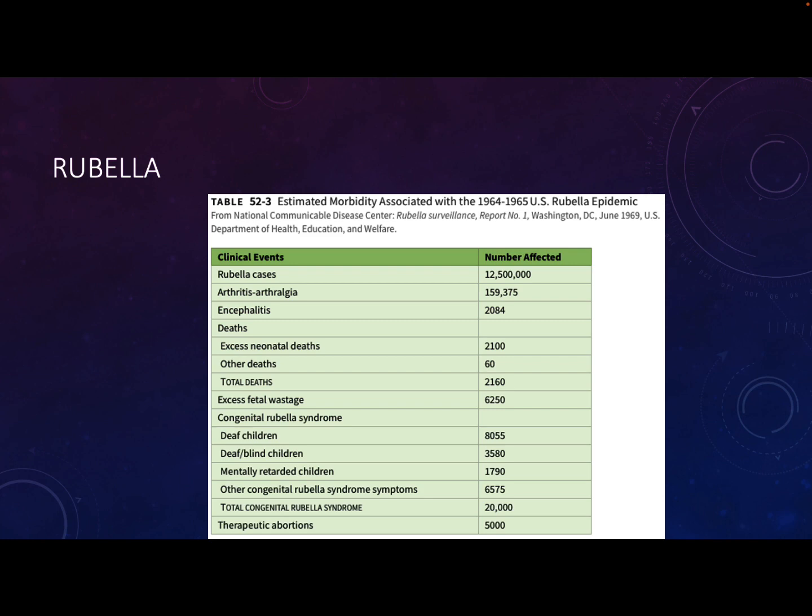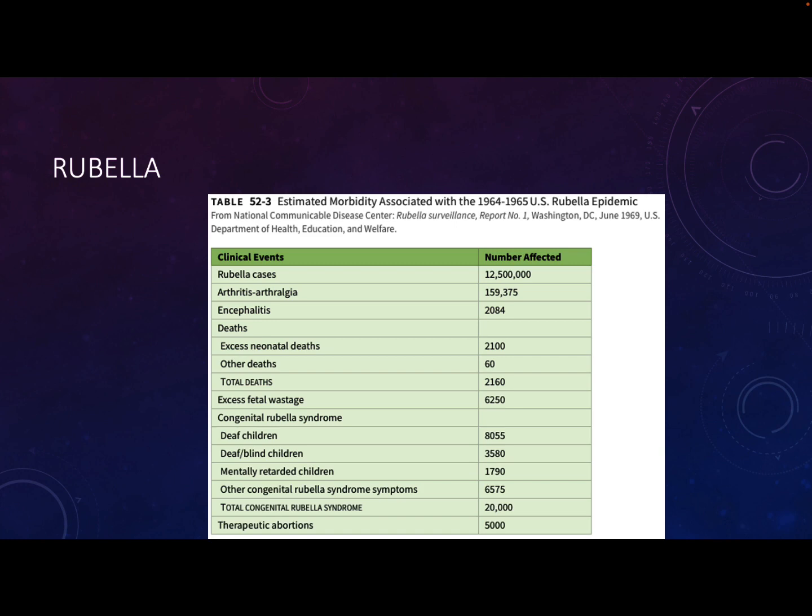And so it shows you the numbers here. There were an estimated 12.5 million cases in the US. This was only in the US. 12.5 million cases. About 160 people reported joint pain, muscle pain, arthritis. About 2,000 people developed encephalitis. That's not bad.